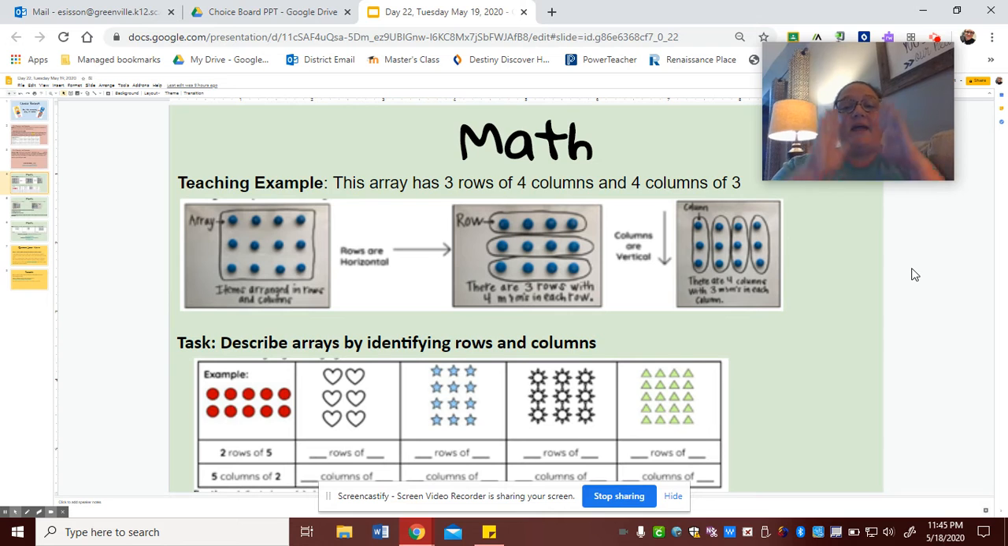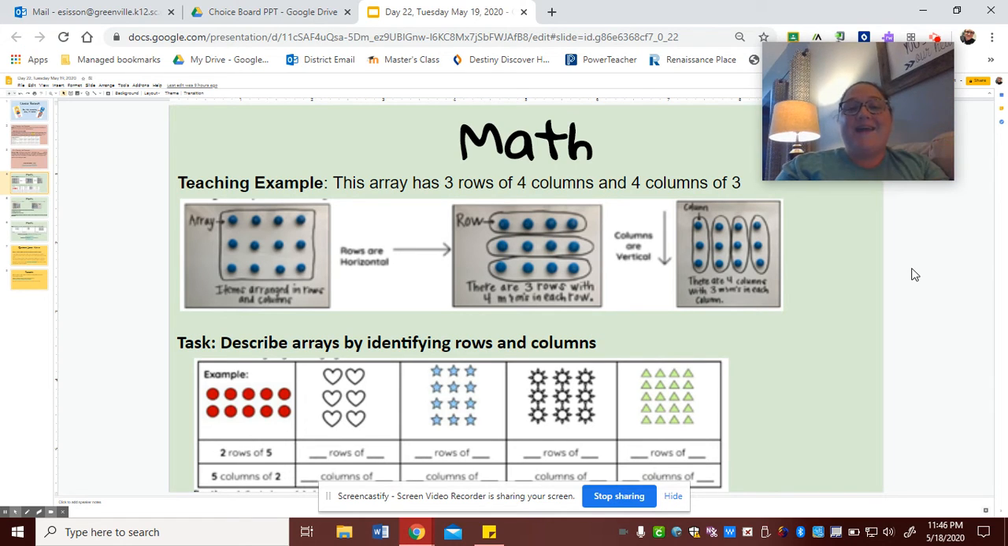It goes, I am a column, up and down, rows go sideways, now you know, now you know. All right, so columns go up and down and rows go sideways.